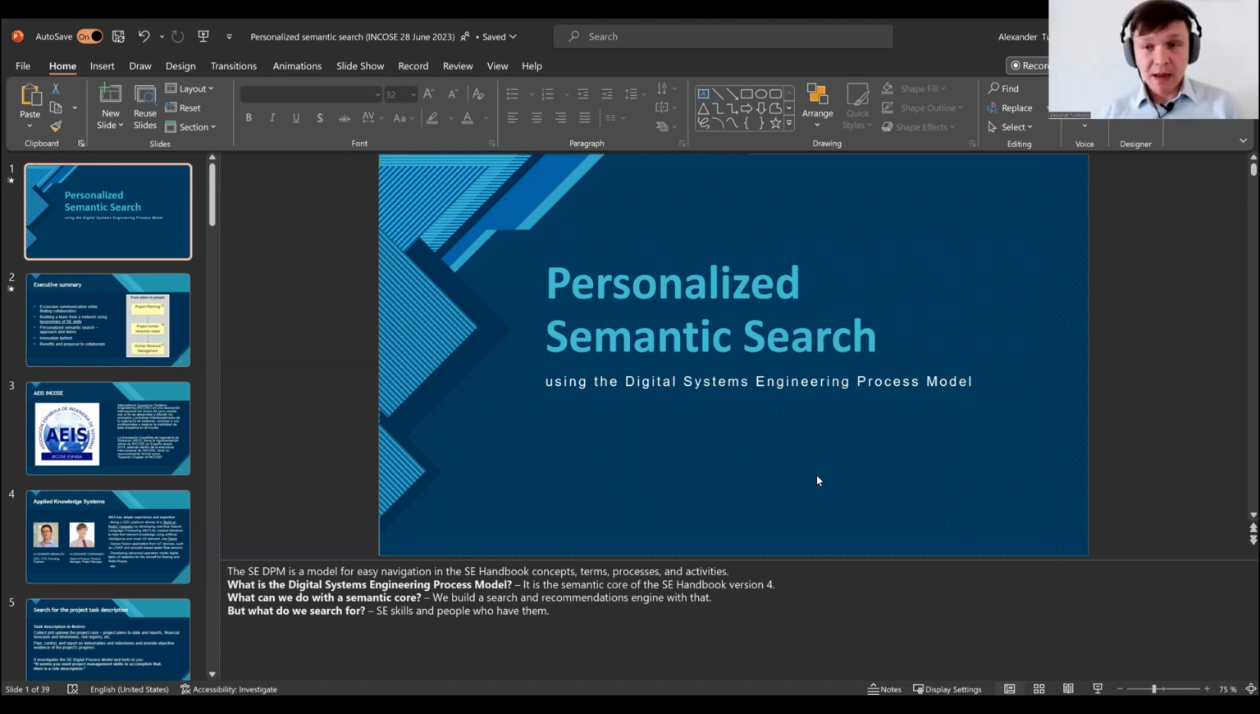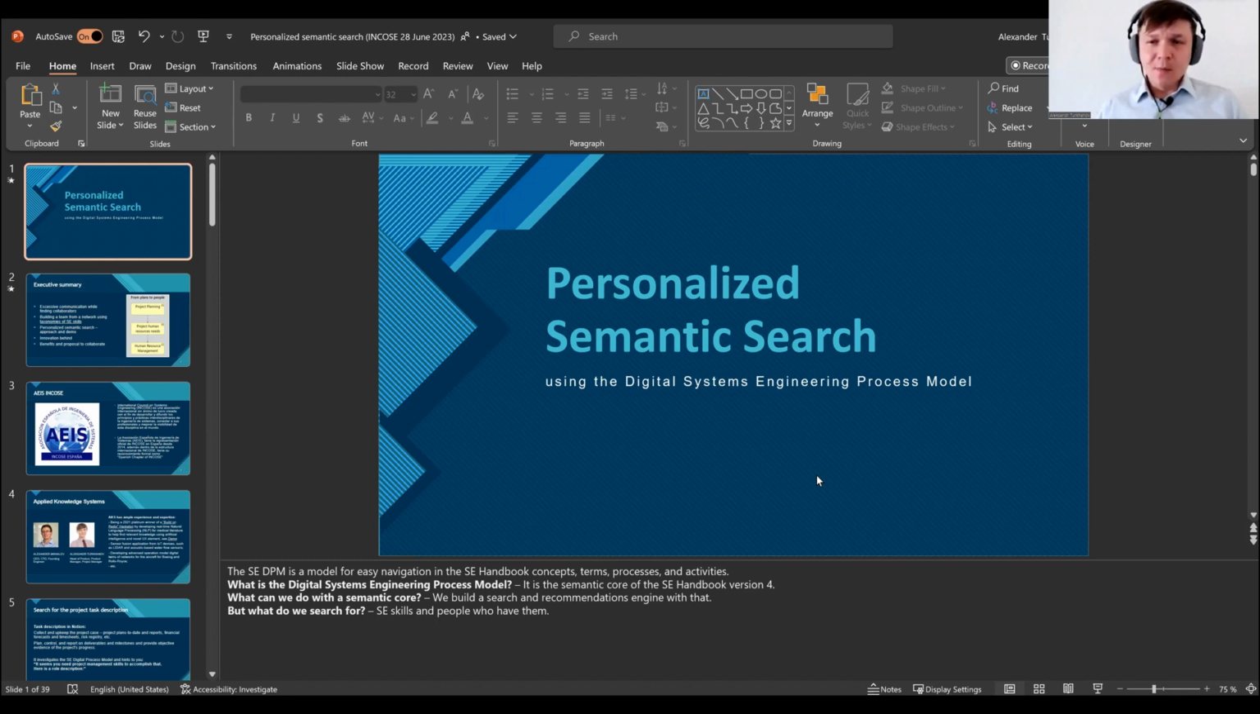So a couple of months back, the German chapter of INCOSE delivered us the digital system engineering process model. And they proposed a certain use case for that, but it was most obvious. It is a kind of navigation that helps you navigate through the digital search, through the computerized search over the paperback version of the system engineering handbook.